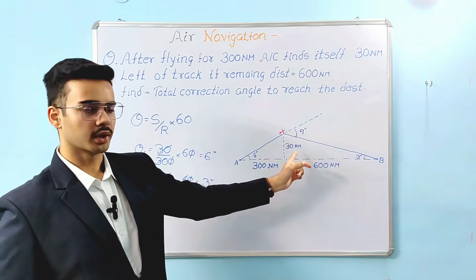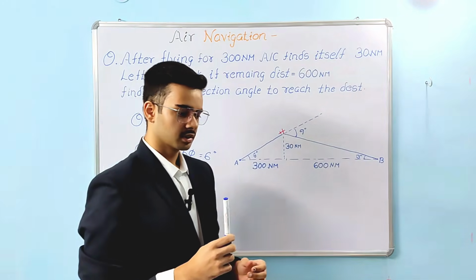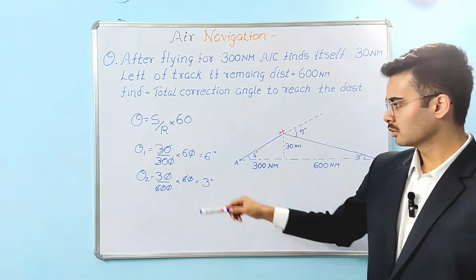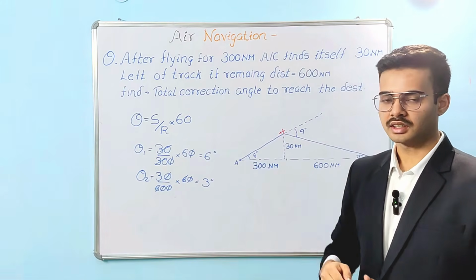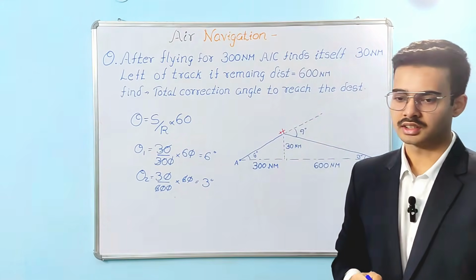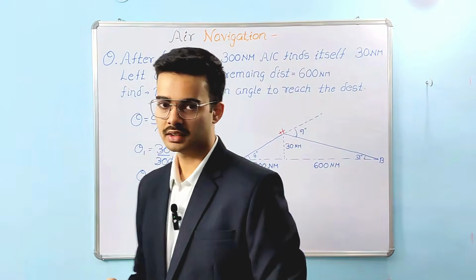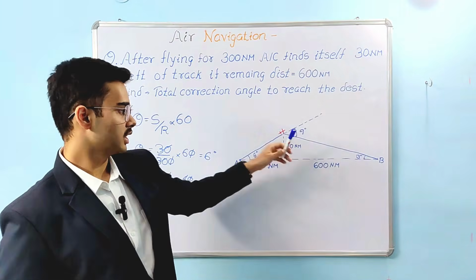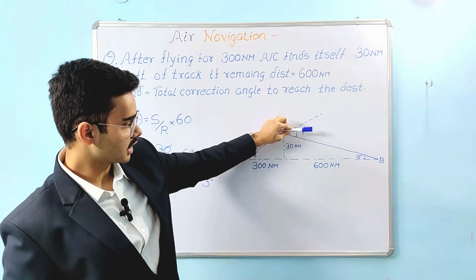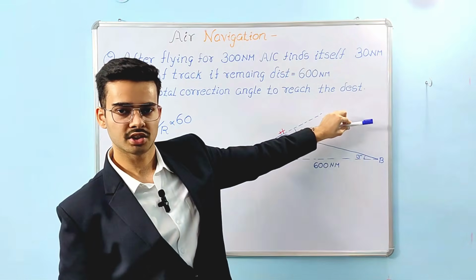That's how we found it. The most common mistakes that can be made in this question: first, putting the opposite value of S and R, and second, putting 6 degrees as the correction angle. No, the correction angle will be 6 plus 3y.